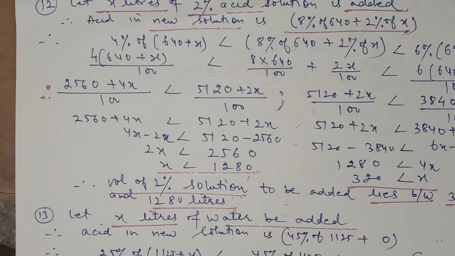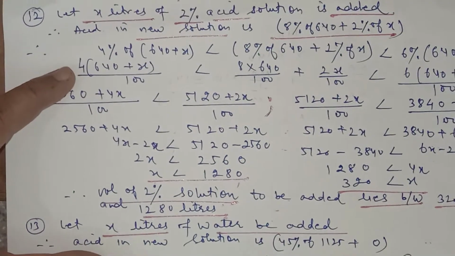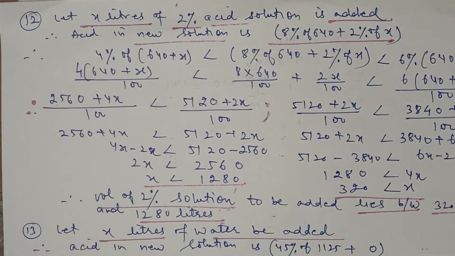Now in question number 12, it is a good question, rather a very good question. It is a word problem. It is given that we have an 8% acid solution, 640 liters of acid solution, and you have to find how much 2% acid solution, meaning a solution in which we have only 2% acid, must be added to this 8% solution of 640 liters, so that the resulting mixture will have more than 4% acid and less than 6% acid in the final solution, or the new solution.